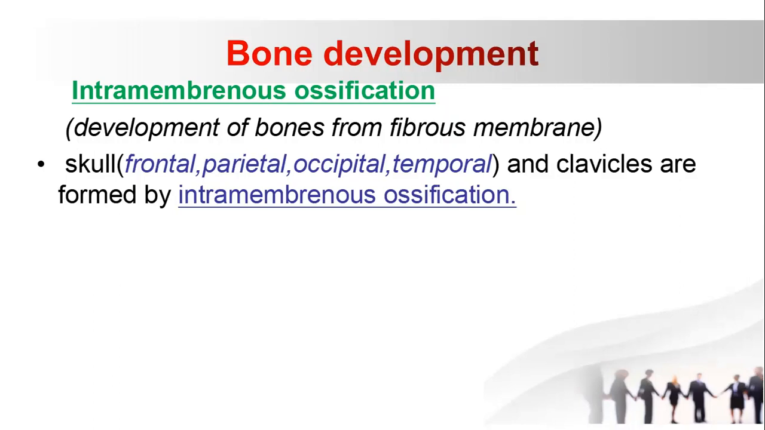So starting with intramembranous ossification, this is the development of bones from fibrous membrane. The bones formed by this process are the flat bones, those of the skull, including frontal, parietal, occipital, and temporal. Also, clavicles are formed by this process. Apart from intramembranous ossification, the clavicle also undergoes endochondral ossification. So it has both processes.